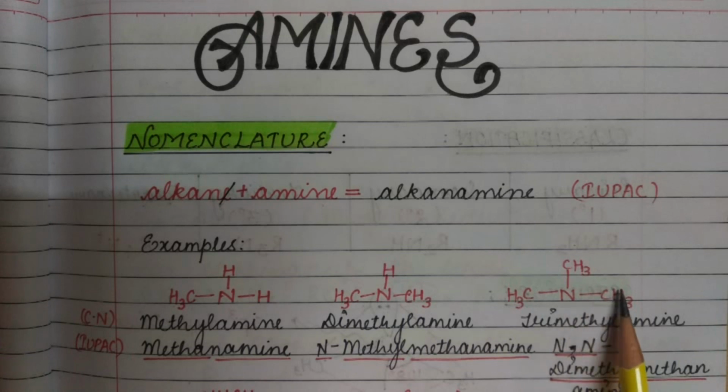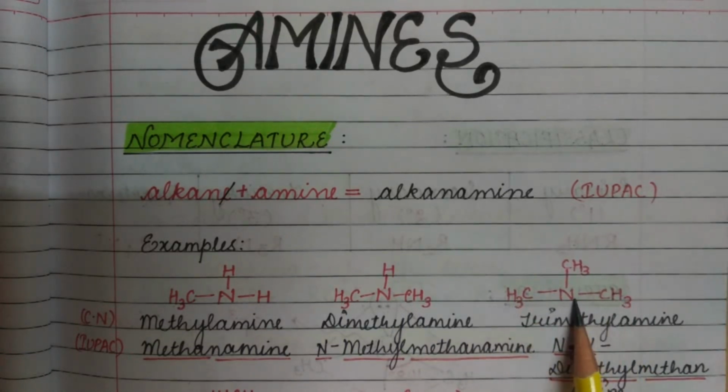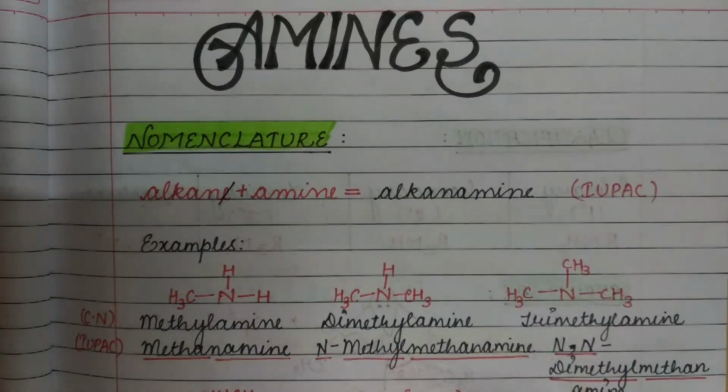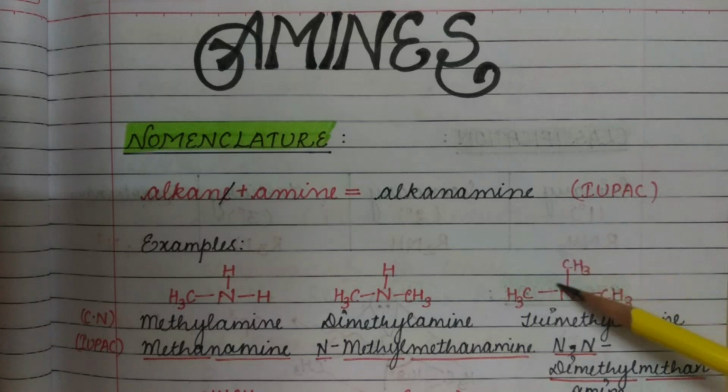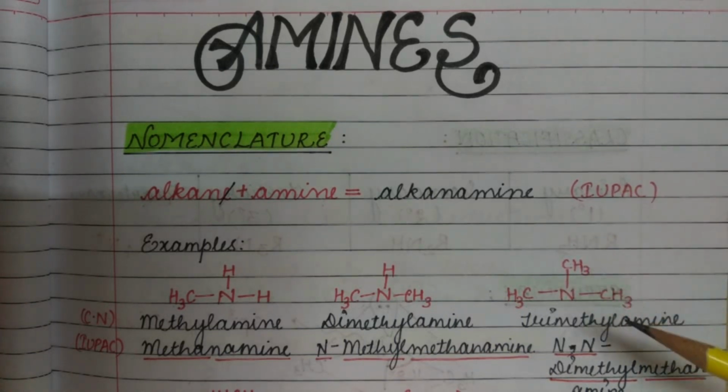Then it is trimethylamine according to the common name, and N,N-dimethylmethanamine according to IUPAC. So just name one carbon as methanamine, for example, and the other two as N,N-dimethyl, right? Let us see some more examples.